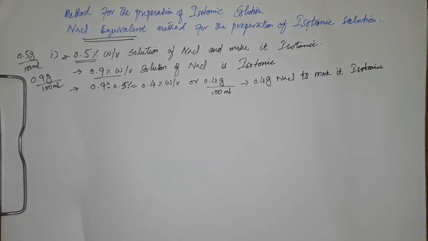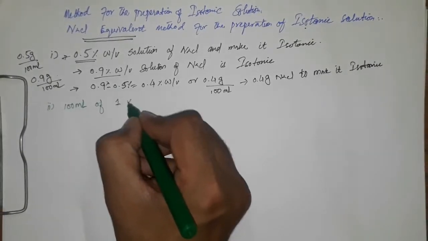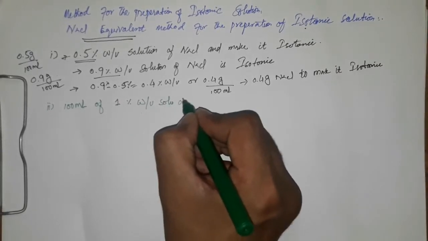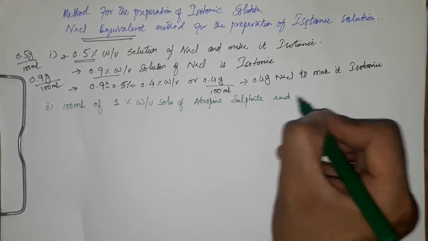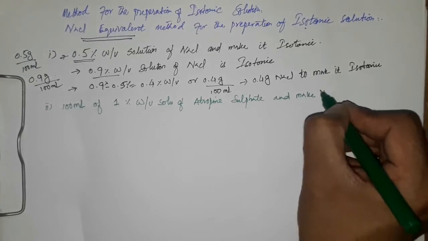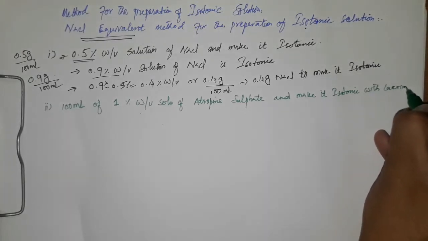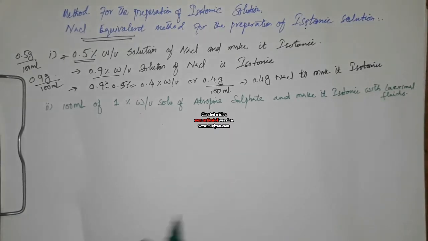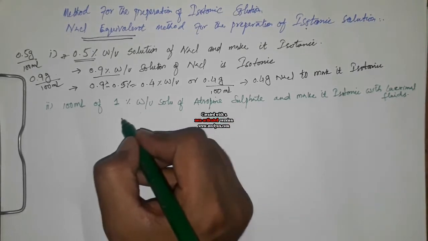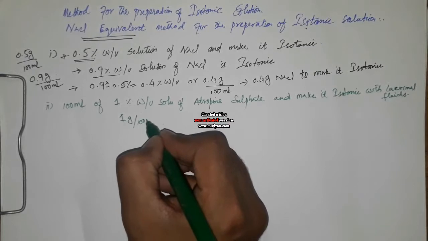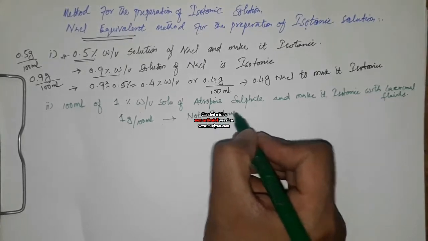But this is not so simple in the case of other substances. For example, if someone says that we have 100 ml of a 1% weight by volume solution of atropine sulfate, and we have to make it isotonic with lacrimal fluids. Now what will we do in this case? This 1% weight by volume solution of atropine sulfate means 1 gram per 100 ml. This is not isotonic with lacrimal secretion.